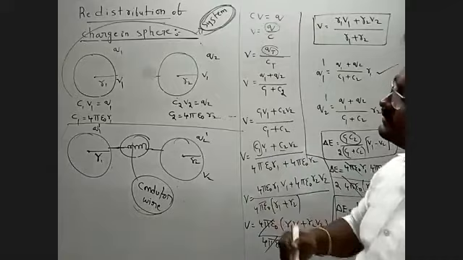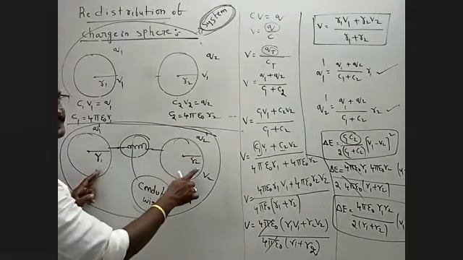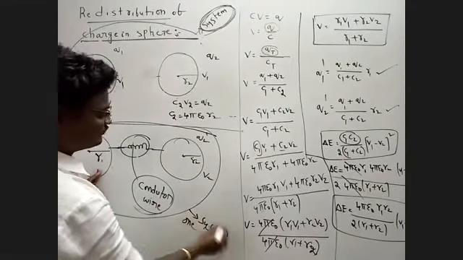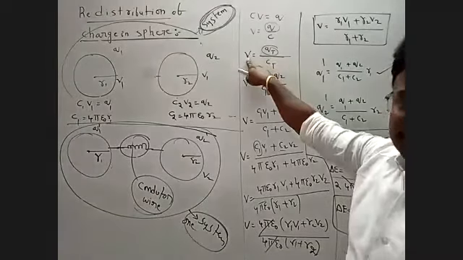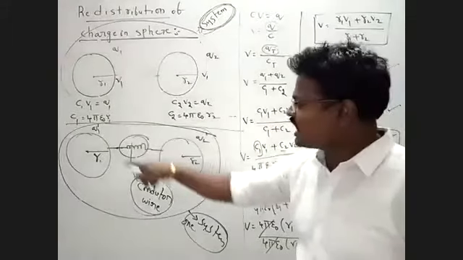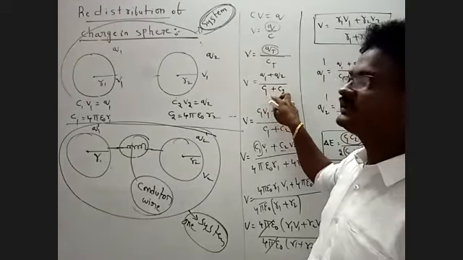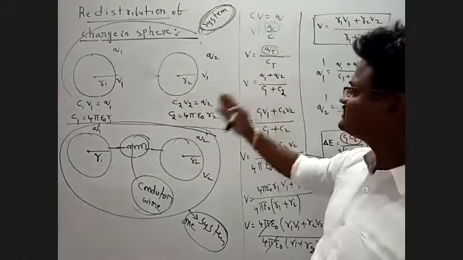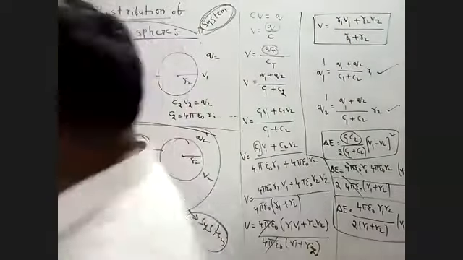So we have the formula. The two spheres are considered as one system, one system having two spheres. The potential V total is equal to Q total by C total. So the potential is equal to the system's total charge, Q1 plus Q2, divided by the total capacity, C1 plus C2. We know Q1 is C1 V1 and Q2 is C2 V2. V means the common potential.